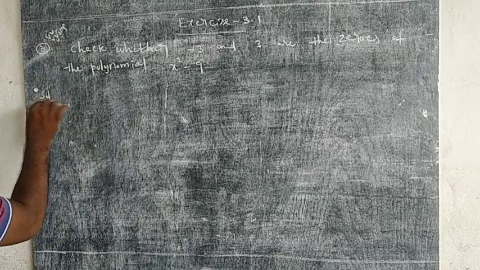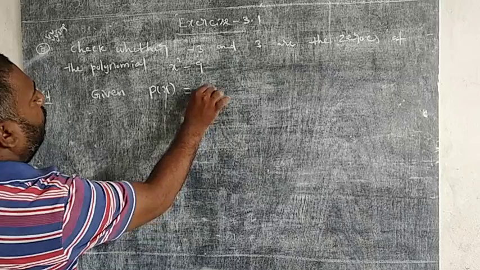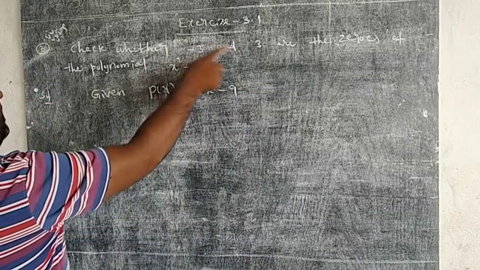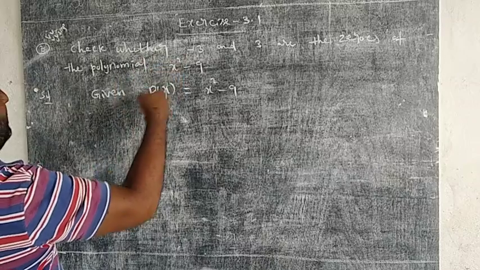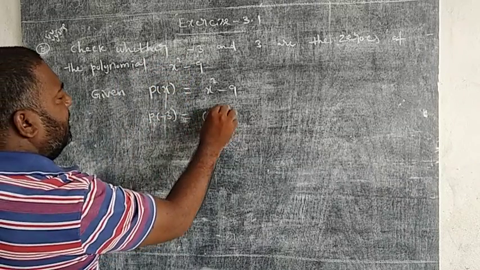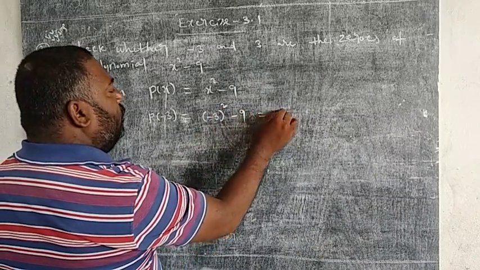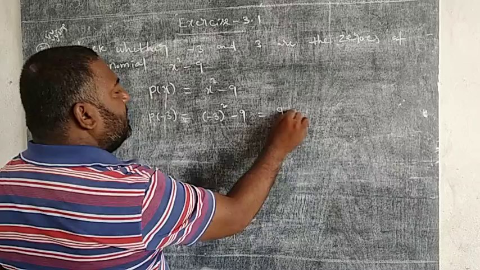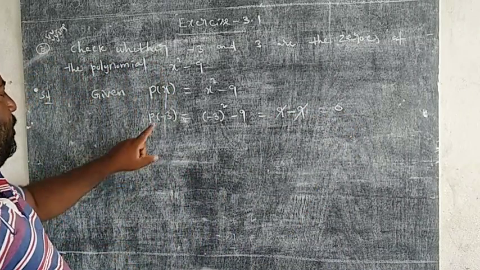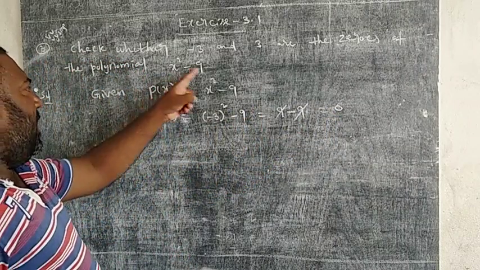So, solution. Given p of x is equal to x square minus 9. Check whether -3 and +3 are the zeros of the polynomial. Replacing x by -3, p of -3 is equal to what? -3 square minus 9. -3 square value is +9, minus 9. So +9 minus 9 is equal to 0. It gets cancelled. So p of -3 is equal to 0. Then we say that -3 is a zero of this polynomial.